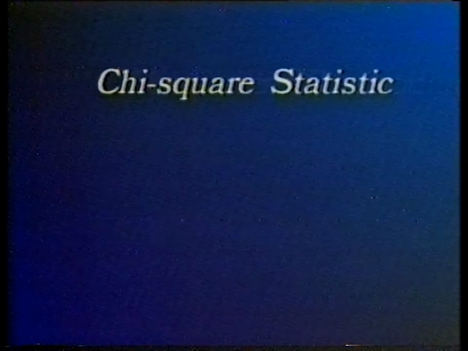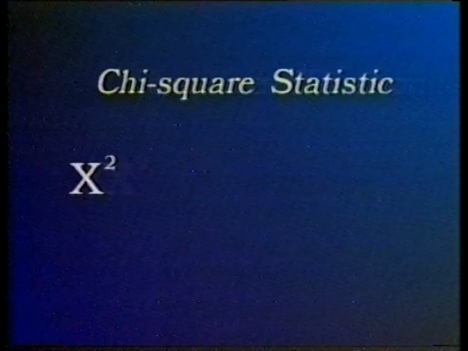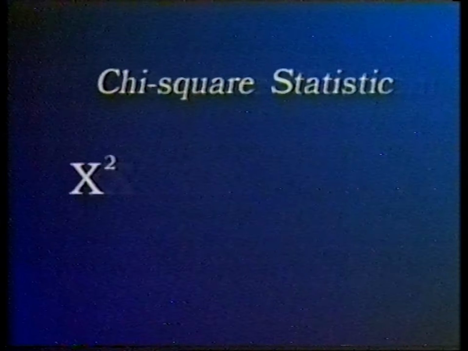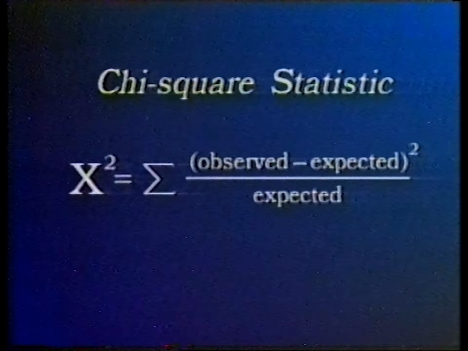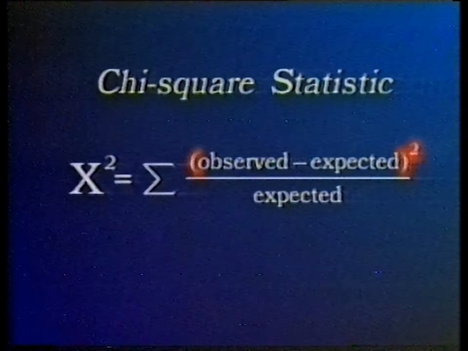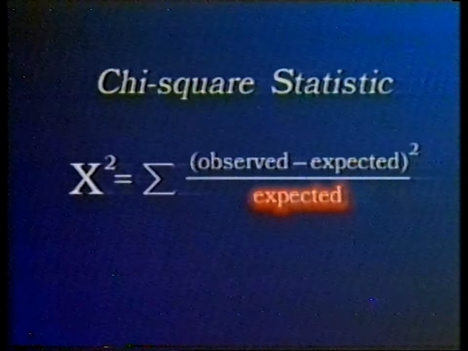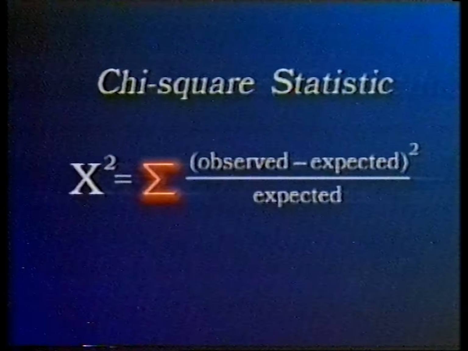To do this comparison, we use the chi-square statistic, written like this, invented in 1900 by the statistician Carl Pearson. The chi-square statistic is refreshingly simple. For each cell, you subtract the expected count from the observed count, square the difference, and then divide by the expected count. Do this for all the cells in the table and add the results.